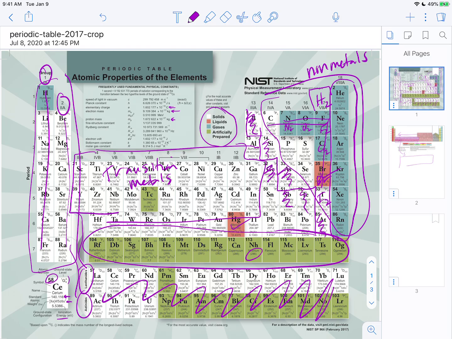So that's the periodic table overview. And we will be using this. I will post this as well, so you can use this periodic table. It has lots of useful information. Good to put in your binder with all your stuff.